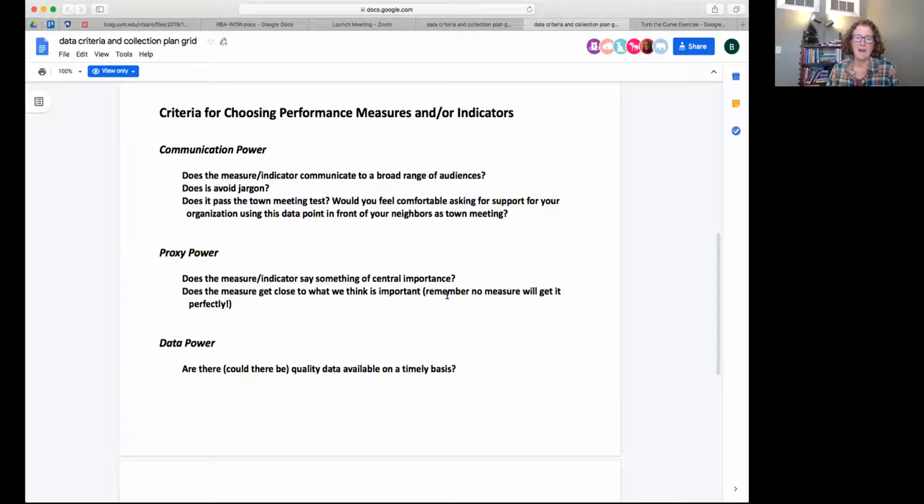And then finally, data power. Can we get this on a timely basis so that it's meaningful, and can we actually manage it and collect it and do what we need to do with it? That gets into that time frame again. If you're looking at a program that's a week or a month or a year long, those all have different lengths of time in which you can make change and measure it. So when would you collect it? How could you collect it? Do you have enough people and resources to make that happen? So, any questions on the criteria piece?